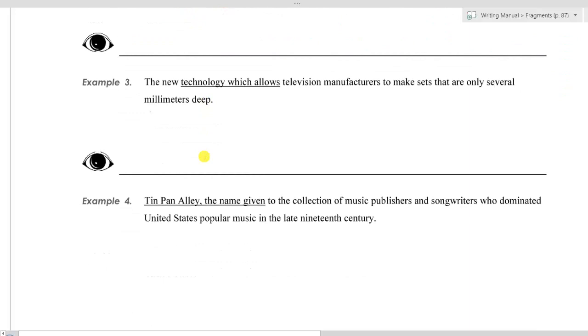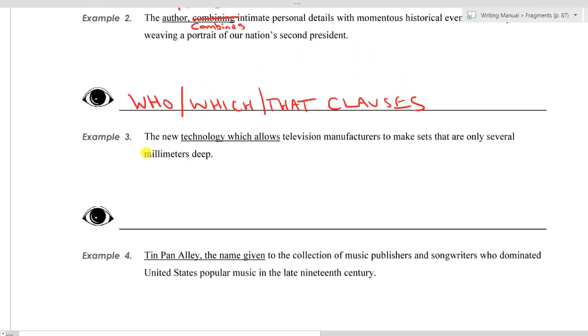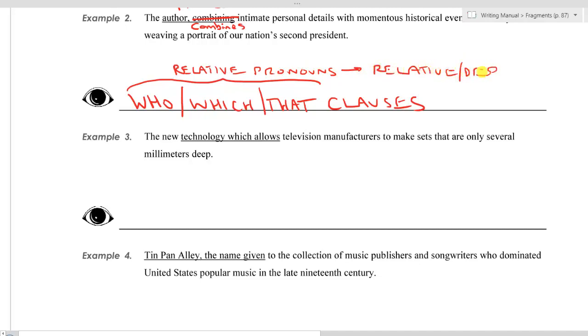The second tip-off clue here is who, which, that clauses. For those of you that have been reviewing the manual conscientiously and consistently, you might remember that these are the relative pronouns, and what they form are relative dependent clauses. They form dependent clauses, not independent clauses.